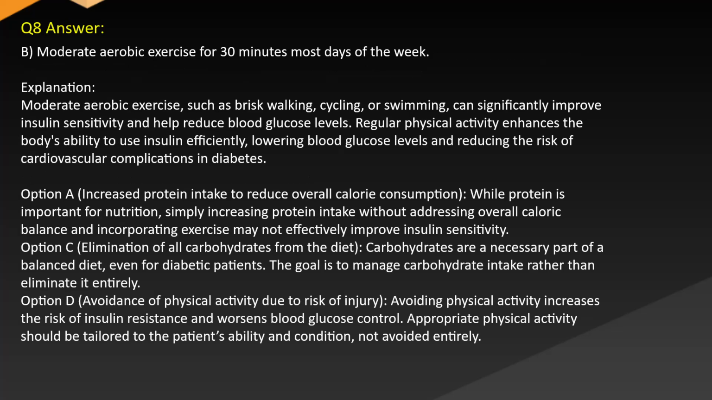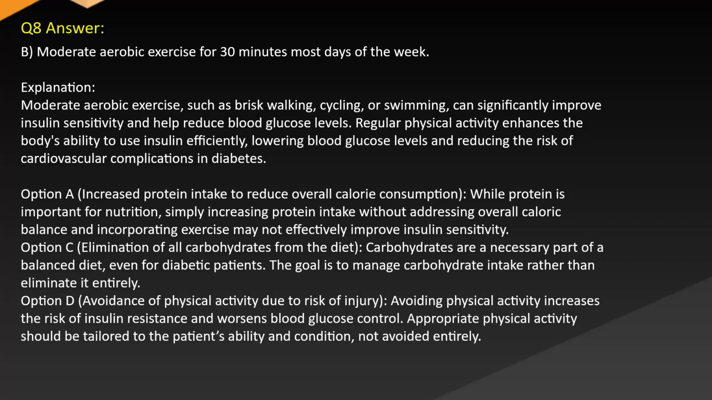Answer. B. Moderate aerobic exercise for 30 minutes most days of the week. Explanation. Moderate aerobic exercise, such as brisk walking, cycling, or swimming, can significantly improve insulin sensitivity and help reduce blood glucose levels. Regular physical activity enhances the body's ability to use insulin efficiently, lowering blood glucose levels and reducing the risk of cardiovascular complications in diabetes.